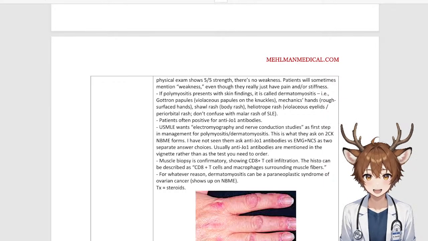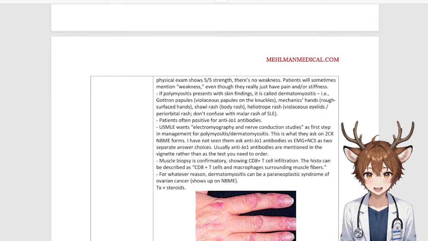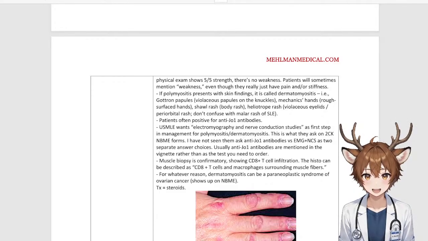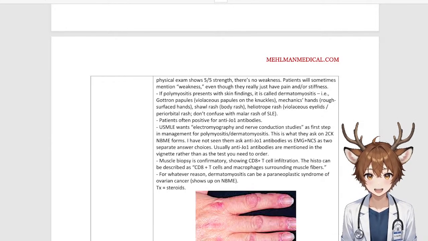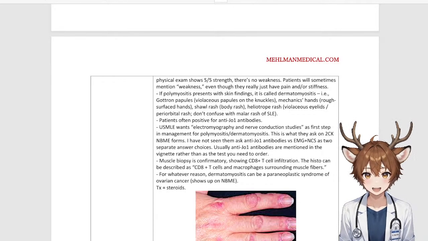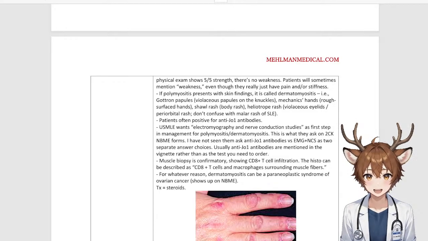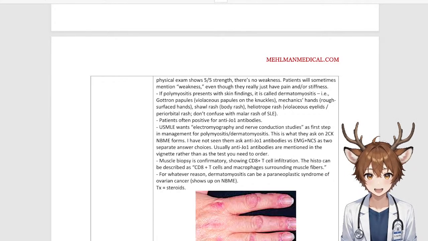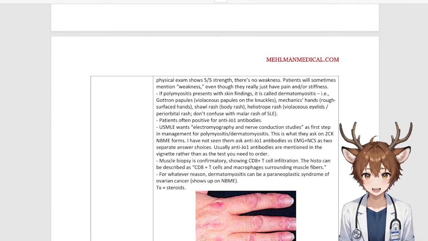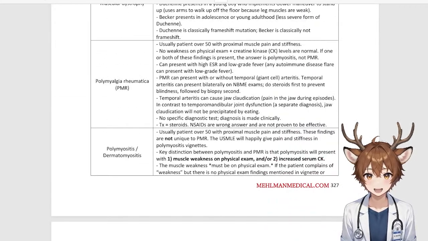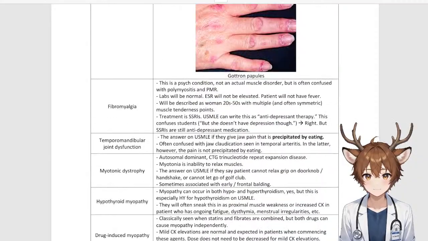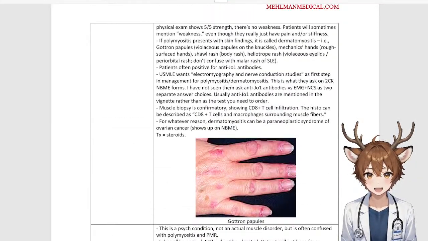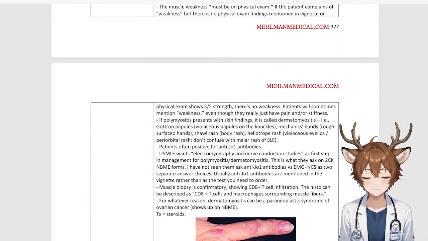Muscle biopsy is confirmatory, showing the CD8 positive T cells infiltration. The vignette can describe CD8 positive T cells and macrophages surrounding the muscle fibers. For whatever reason, dermatomyositis can be a paraneoplastic syndrome of ovarian cancer, shows up on MBME. The treatment would be steroids. So despite all of that talk about how they're different from each other, at the end of the day, you want to do steroids for both polymyositis/dermatomyositis, but also polymyalgia rheumatica. And that's the Gottron papules for the polymyositis.